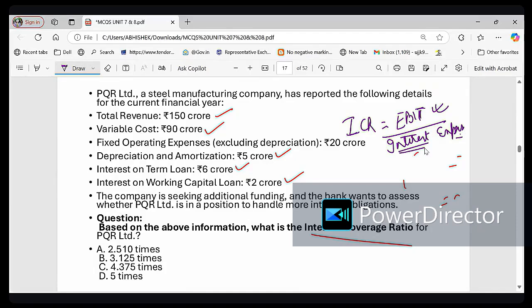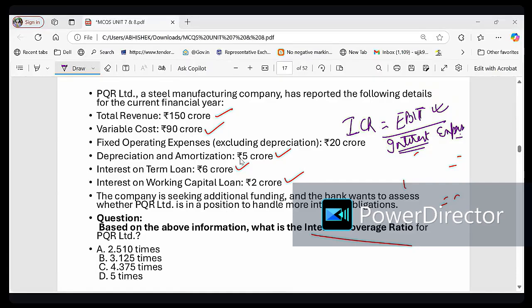And interest expense means what? How many times the company can pay its interest using the profit from its operation. That is what this ICR tells us. So how do we calculate EBIT here? Can anyone calculate EBIT for me? Please do the calculation. Is the formula clear?